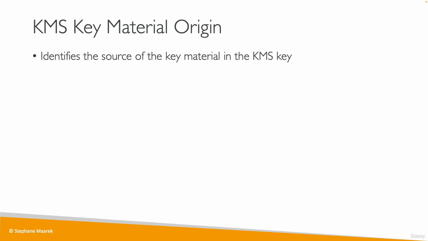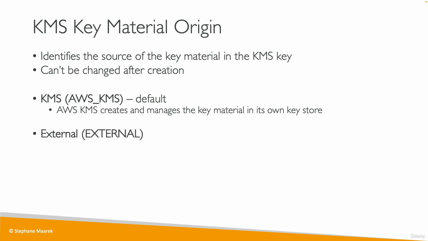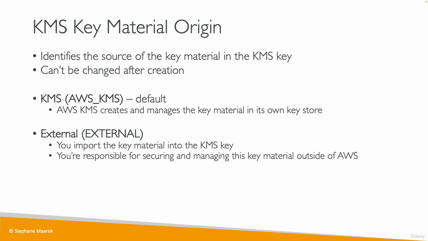Okay, now how do you create a KMS key? So you have what's called a key material origin. And it cannot be changed after creation, so you have to define it at creation time. So you have KMS, which is the AWS KMS key material, that means that you are going to have KMS automatically create, generate, and manage the key in its own key store. This is what happens when you go into KMS and start to create a key. But you have a second option called external. In that case, you import the key material directly into the KMS key, and you are responsible for securing and managing this key material outside of AWS, okay?